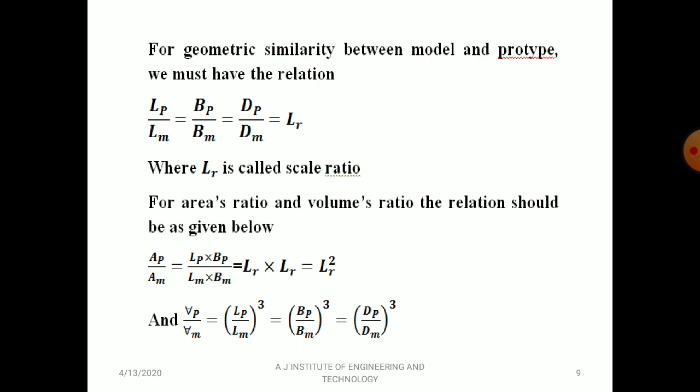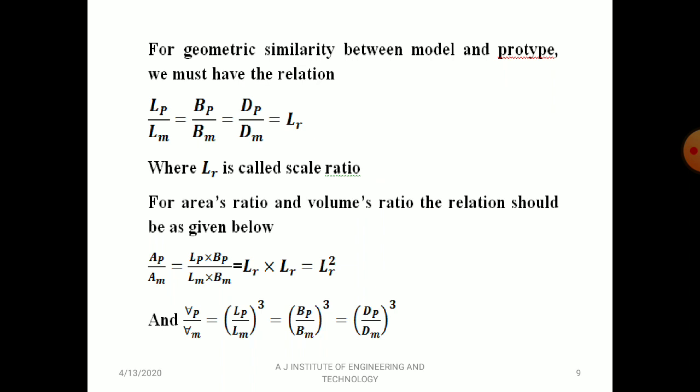Let's first consider length as a linear dimension. LP divided by LM should be constant, equal to BP by BM, which is equal to DP by DM. So the ratio of length of prototype to model is equal to the ratio of breadth of prototype to model, which is equal to the ratio of diameter of prototype to model, and that we are going to call LR, where LR is called the scale ratio with respect to the model.